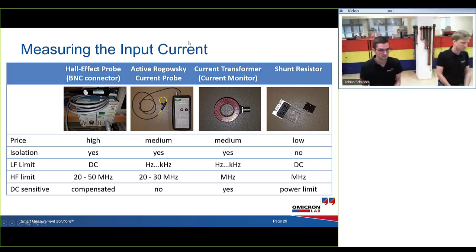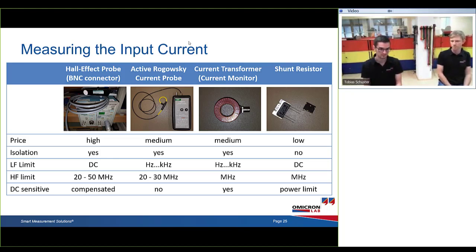The last thing you can use is a shunt resistor. They are really cheap, but they offer no isolation. Low frequency limitation, there is none. Power and high frequency limitation also in the megahertz range. And they are sensitive to DC due to the power limit, otherwise they will burn or break at least.